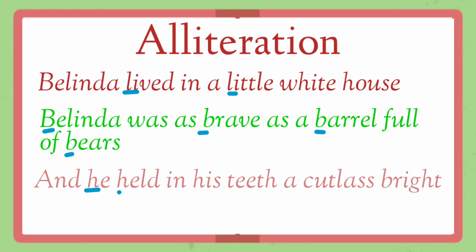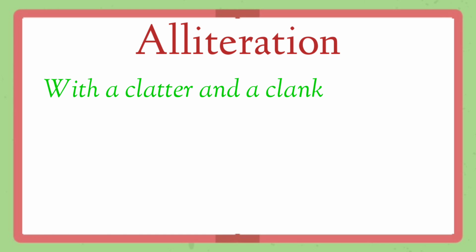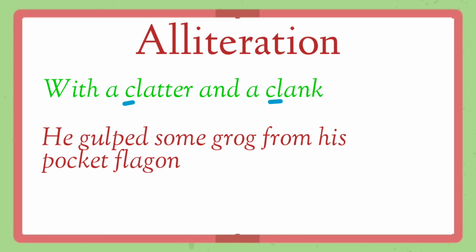And then we have the H sound being repeated in "and he held in his teeth a cutlass bright." Then we also have "with a clatter and a clang." The sound of K and L is being repeated. Then we have the last example, "he gulped some grog from his pocket flagon." So the sound of G has been repeated in this line.